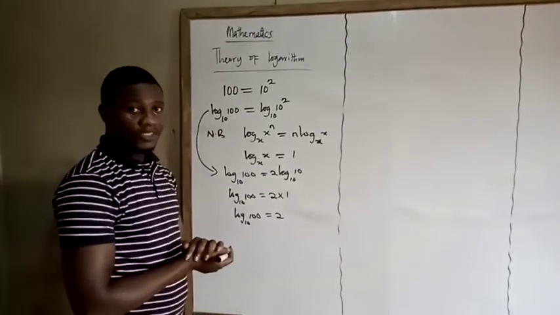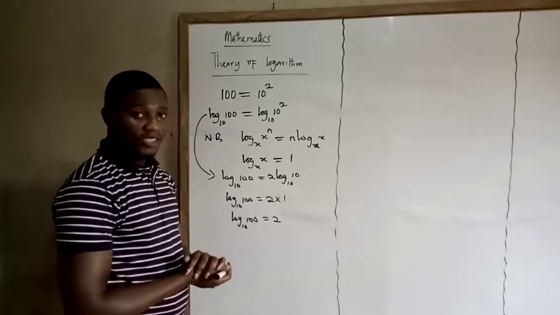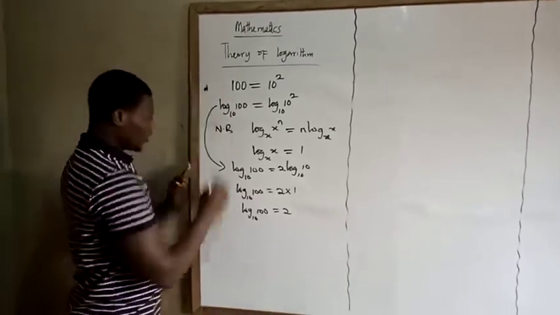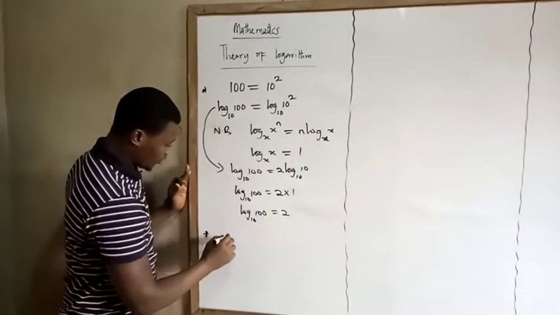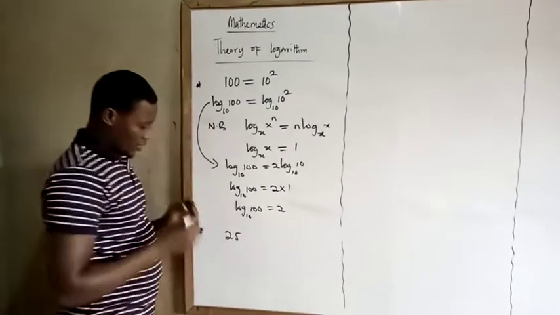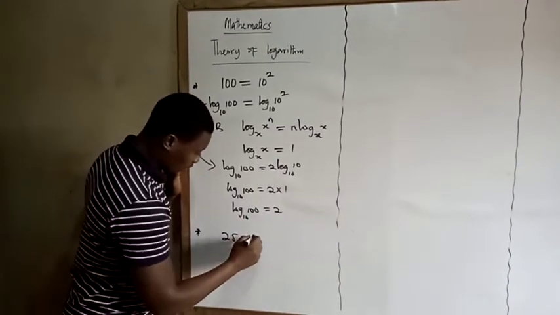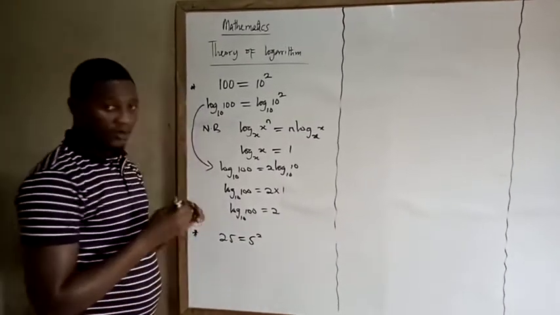You can confirm that with your calculator. Log base 10, 100 will give you 2. Now, also, let's look for the index form of 25. As you all know, the index form of 25 is 5 raised to power 2.